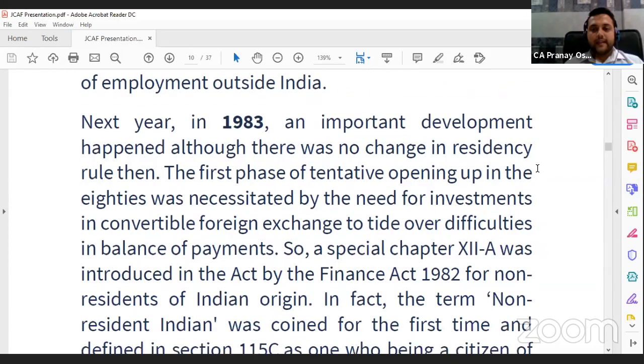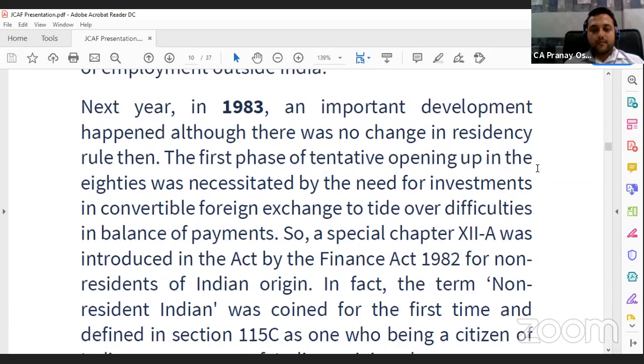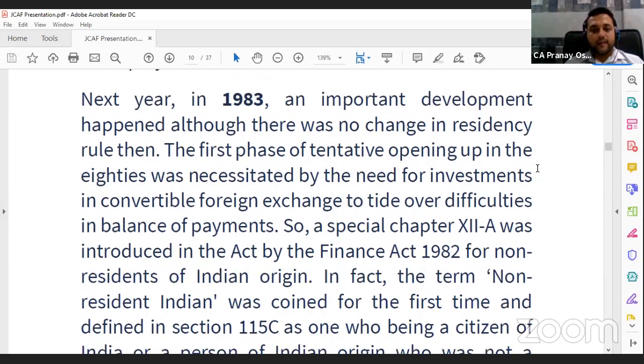The first phase of tentative opening up in the 80s was necessitated by the need for investment in convertible foreign exchange to tide over the difficulties in balance of payment. So basically, in 1983, people understood that for non-resident Indians, or persons of Indian origin who are having their investments in India, it was very difficult to justify this rule. So a special Chapter 12A was introduced in the Finance Act 1982 for non-residents of Indian origin.